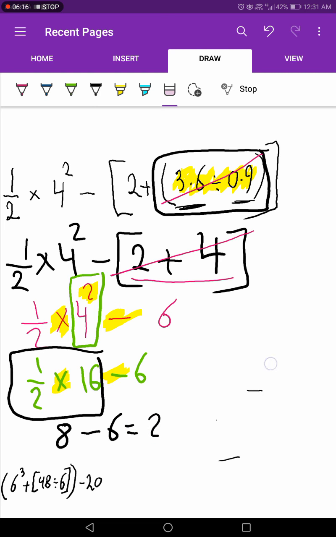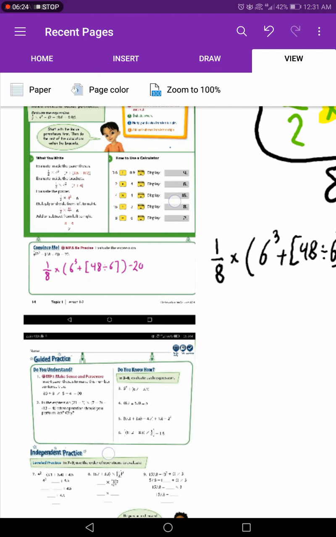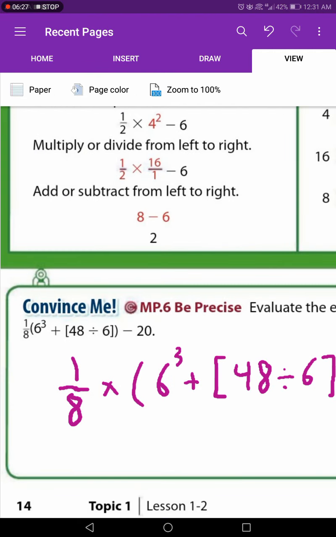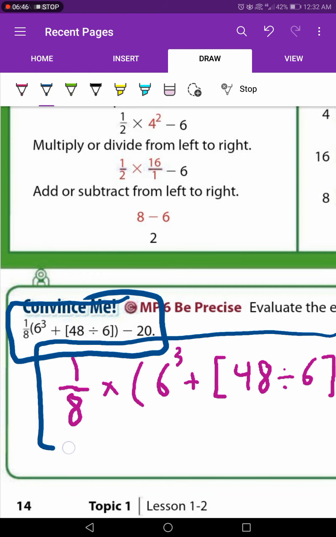This is the first example. The second example here, it will be this one. I will solve this one. But here we have this 1 over 8 and parentheses. There is nothing between them. There is no operation. I rewrite it here with multiply. So what is between the parentheses and 1 over 8? It is multiply, but it is hidden here.